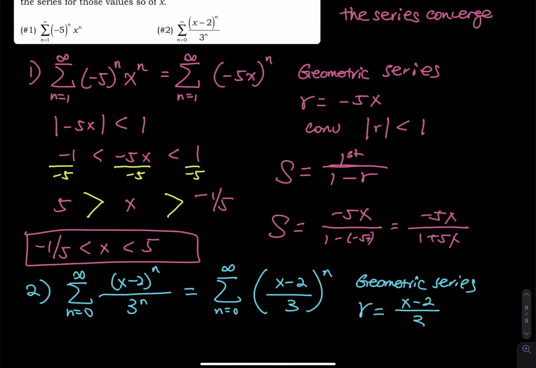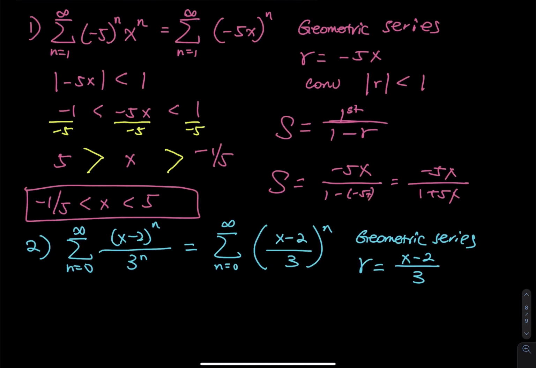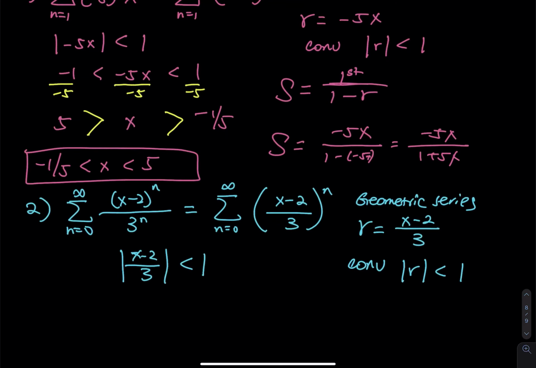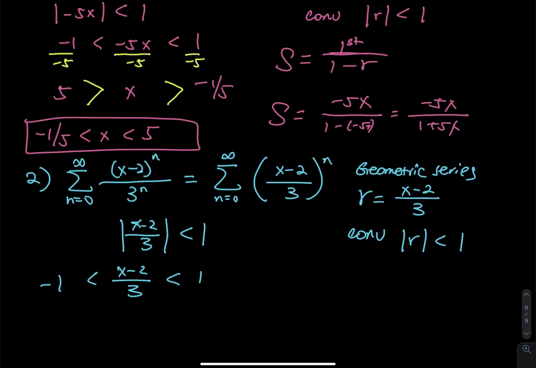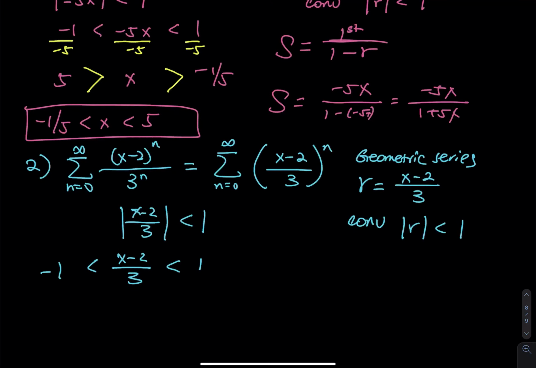For the geometric series to be convergent, the absolute value of the common ratio must be less than 1. So the absolute value of x minus 2 divided by 3 must be less than 1. That leads me to a compound inequality: x minus 2 divided by 3 must be between negative 1 and 1. You multiply each side by 3. Since 3 is positive, you do not reverse the symbol.